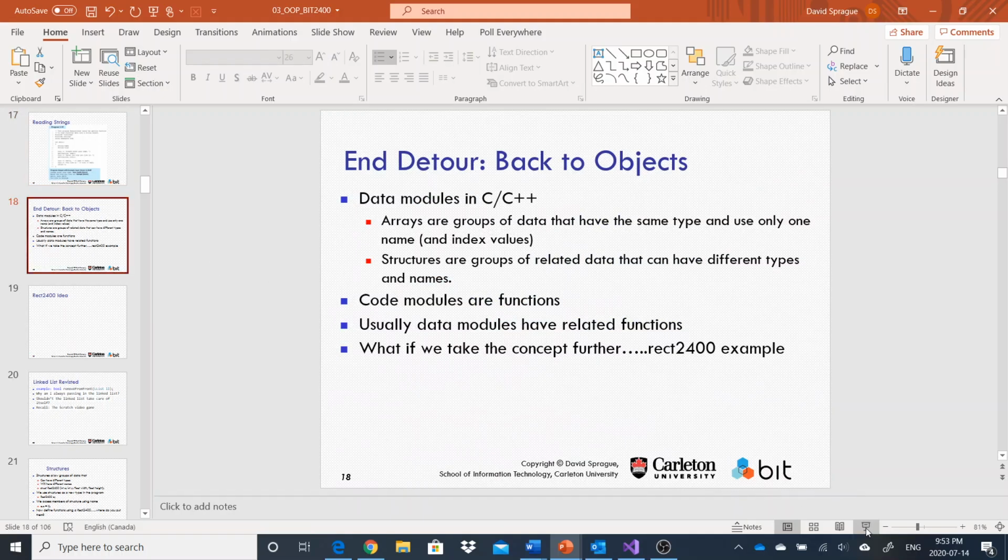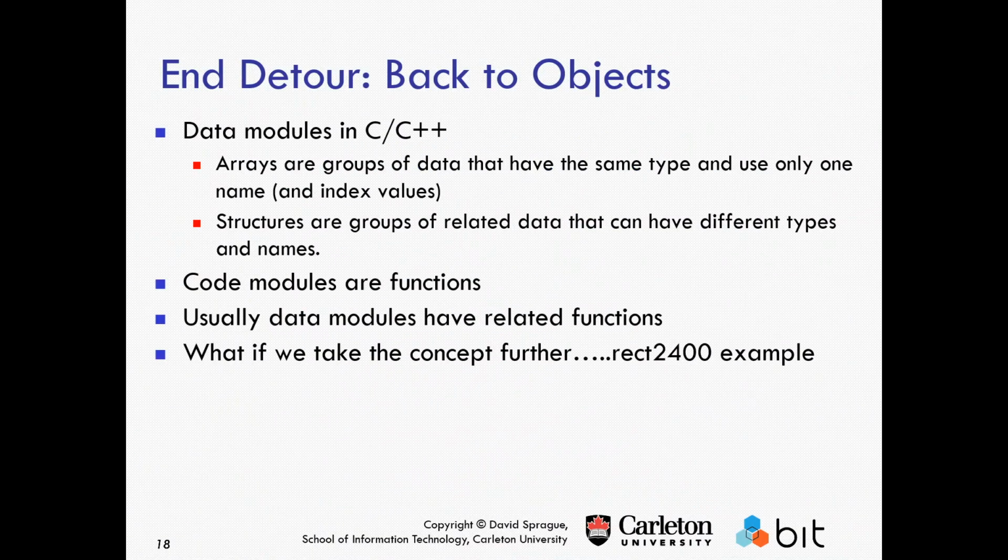So, when we're talking about objects in C++, what we had before was structures with a bunch of data in them, and then a whole bunch of different functions. The modules of code we have normally in C are our functions, and those functions can be pretty much anywhere.